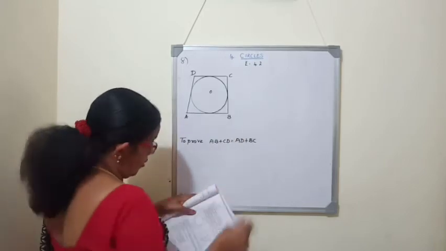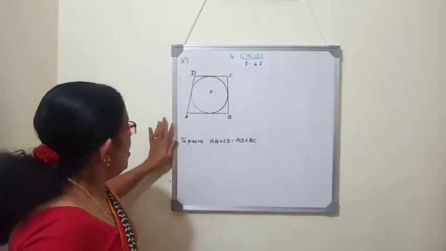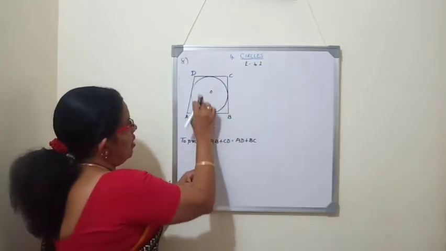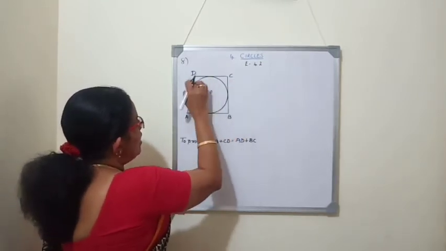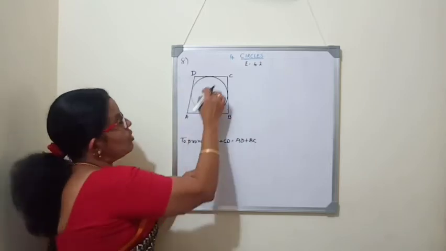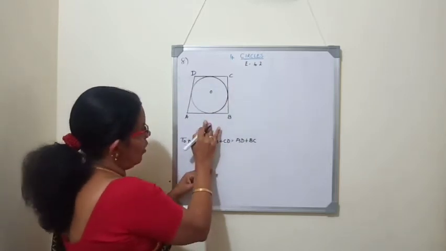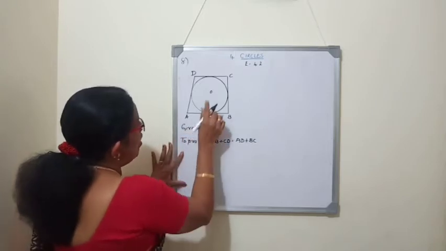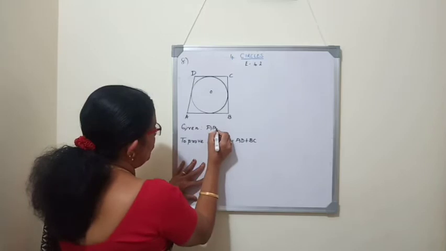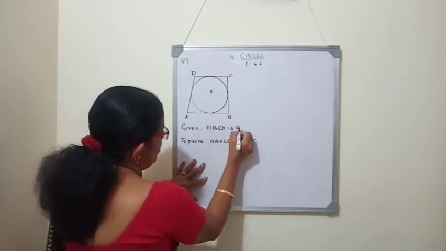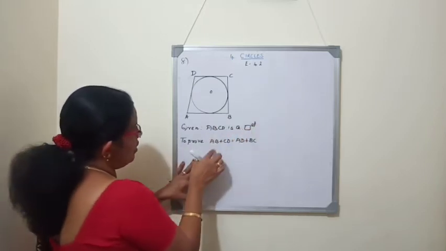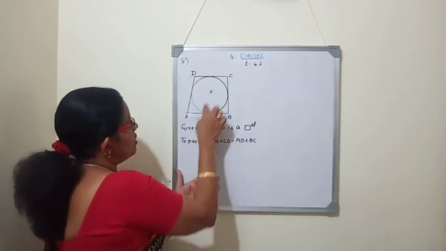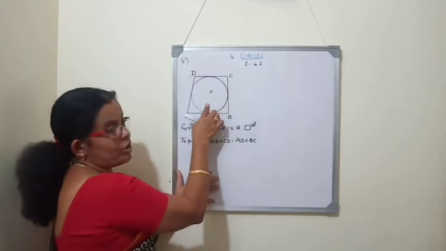So O is the center of the circle. Now here ABCD is a quadrilateral. For this circle, A, B, C, D are external points outside the circle. These are the external points. So here we can write, ABCD is a quadrilateral. We have to prove that AB plus CD is equal to AD plus BC. These 4 points A, B, C, D are external points to the circle.